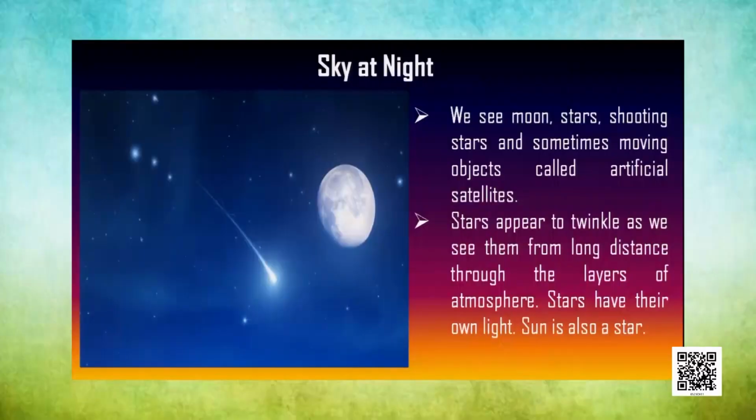Because we see stars from a long distance through the layers of atmosphere. Stars have their own light, like the sun. Sun is also a star. It has got its own light. Other stars also have their own light. When we view from the earth up to the sky, what happens? Light passes through various layers of atmosphere and keeps dazzling. You can learn more about these in the higher classes.